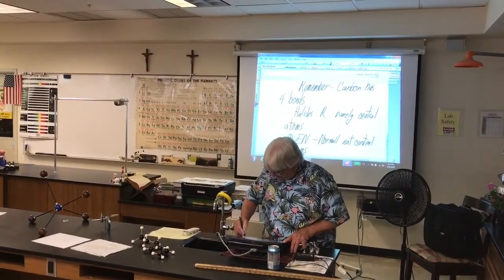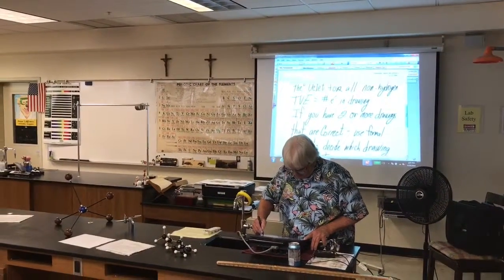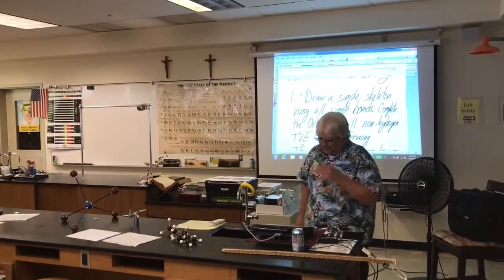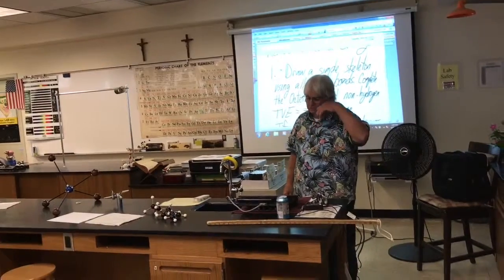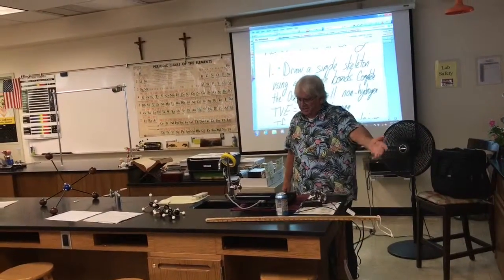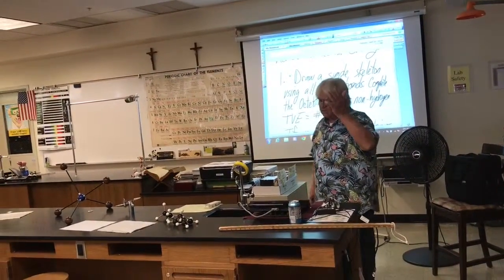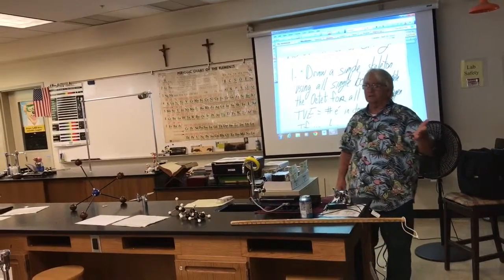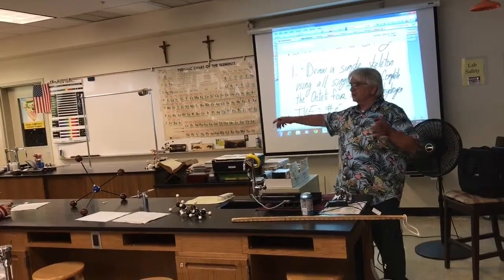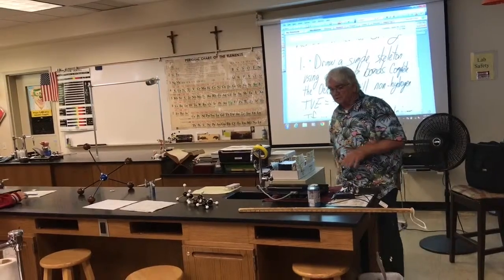Okay, so while you're drawing these things, you draw a simple skeletal structure that has all single bonds. You complete the octet for all non-hydrogen atoms. You check the total valence electrons from the periodic table with the number of electrons in your drawing. When that is correct, you have a drawing that is acceptable.